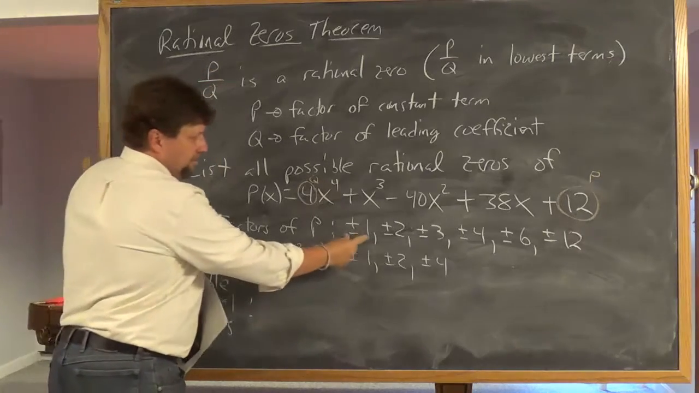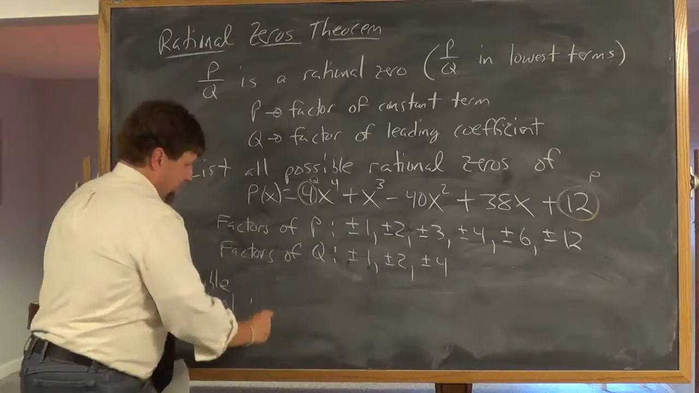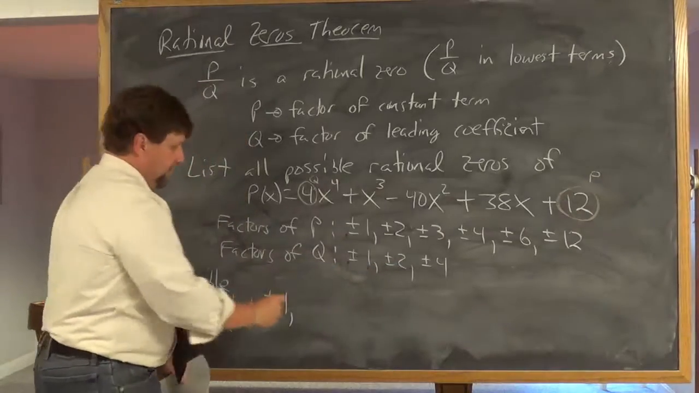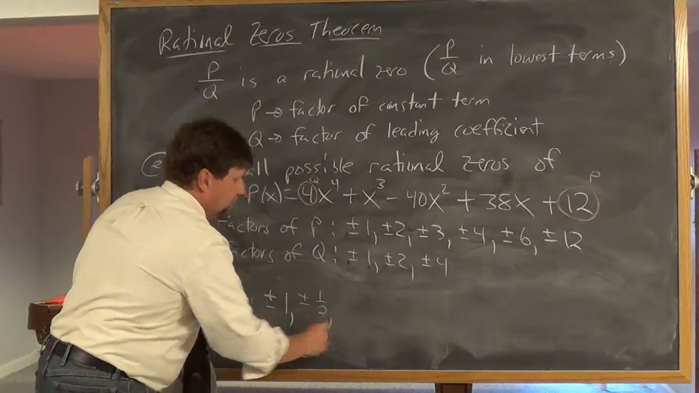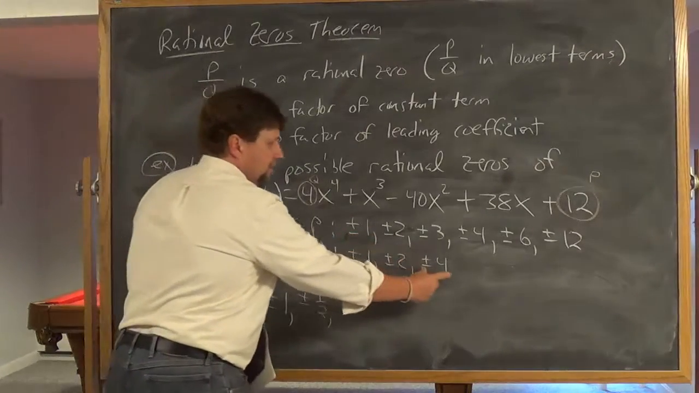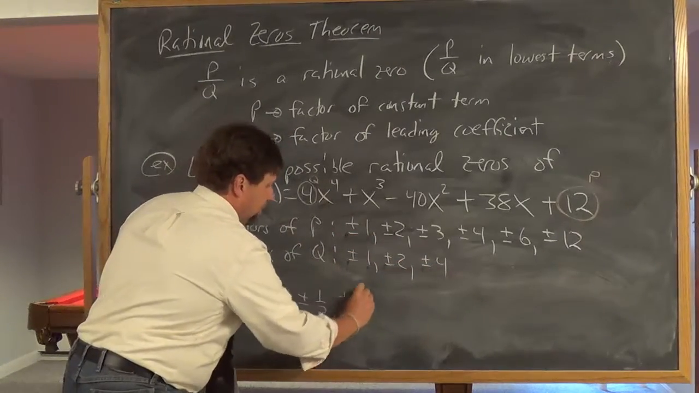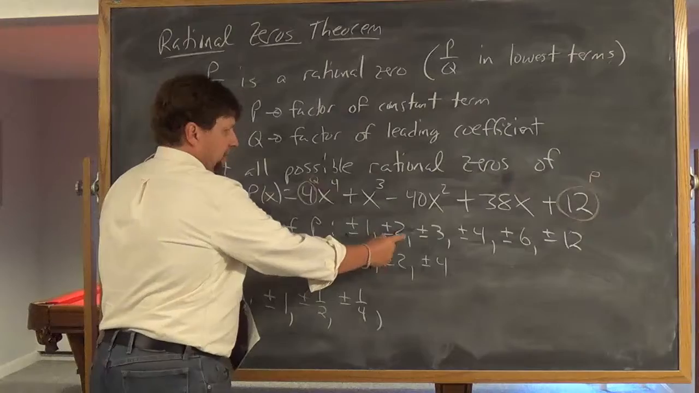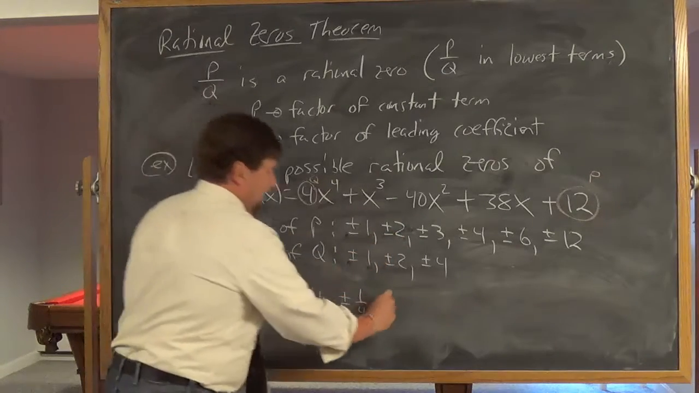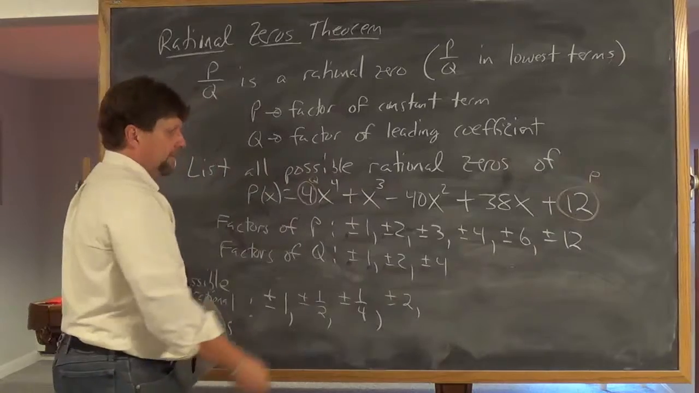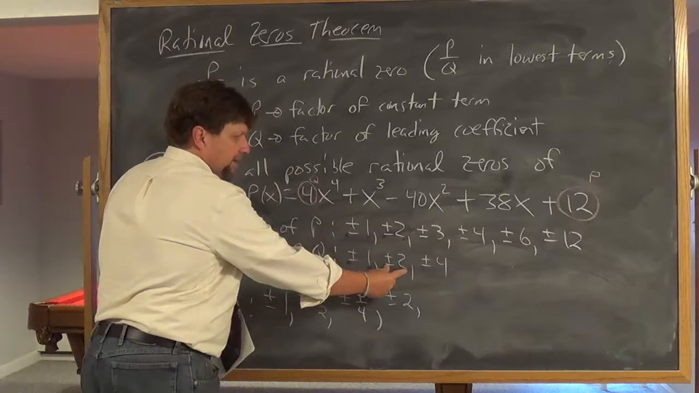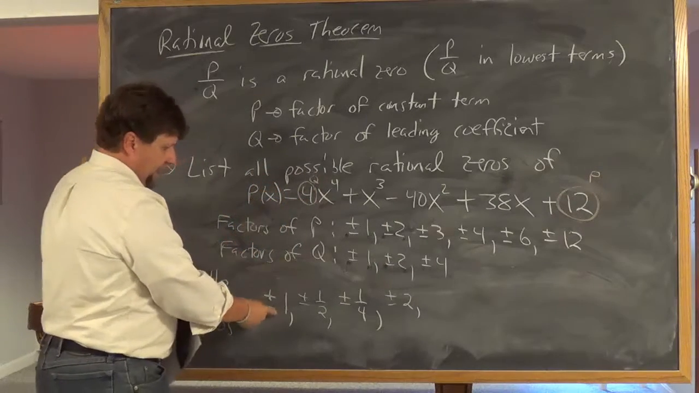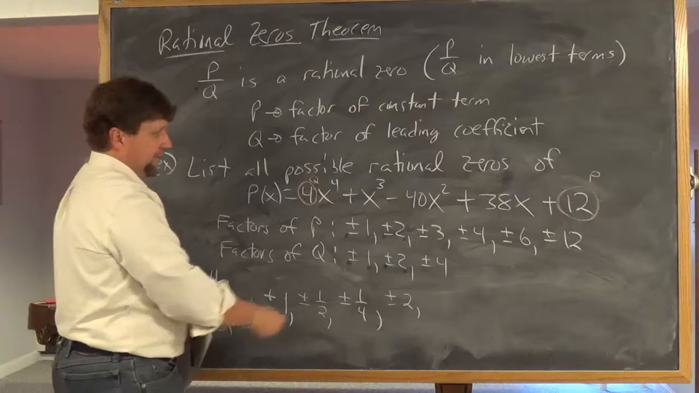So plus or minus 1 over plus or minus 1, that's plus or minus 1. Plus or minus 1 over plus or minus 2, that's plus or minus 1/2. Plus or minus 1 over plus or minus 4, that's plus or minus 1/4. Keep moving on. Plus or minus 2 over plus or minus 1, that's plus or minus 2. Plus or minus 2 over plus or minus 2 reduces to plus or minus 1. I already have those listed, so I don't have to list them again.